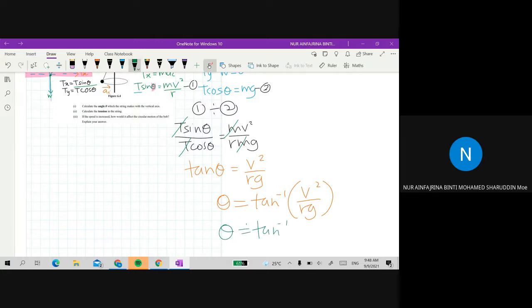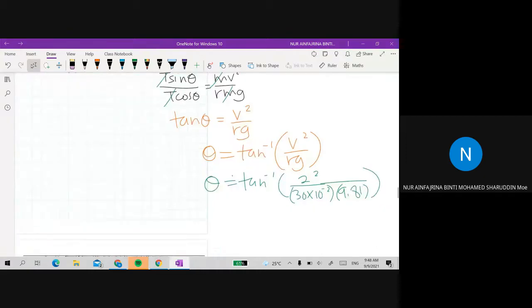So kita tahu our linear speed given is 2. And then the radius given is 30 centimeters. So change it to meter. Everything must be in SI unit. And then times by 9.81. So tekan calculator, korang dapat angle korang berapa? Anyone? Korang dapat angle berapa?